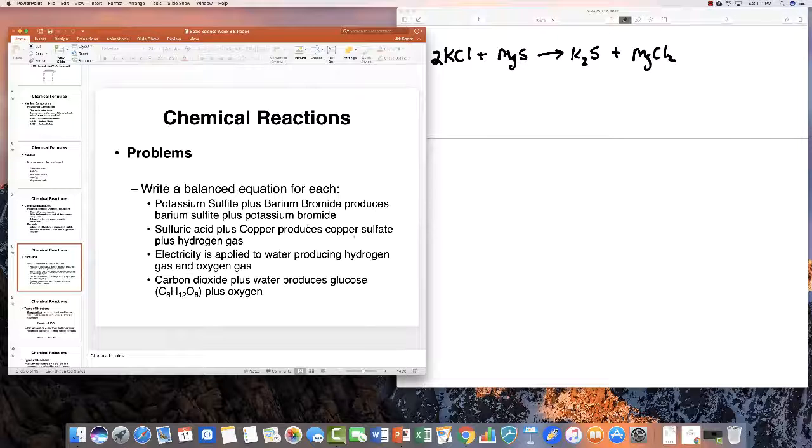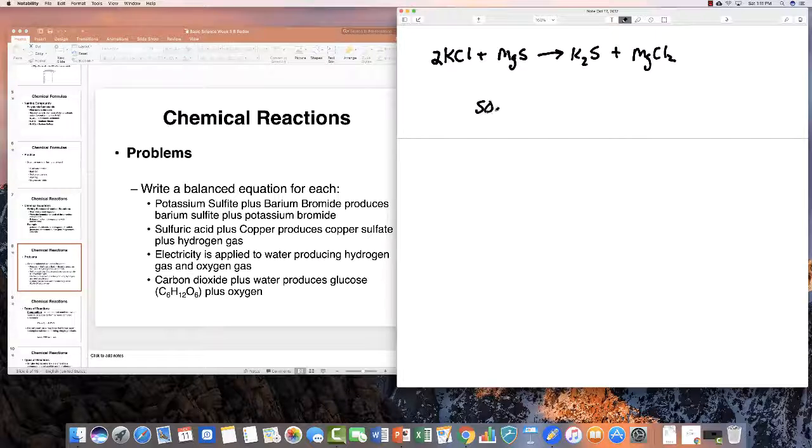Write a balanced equation for each of the following. So potassium sulfite, now we know that the sulfite is the SO3 and it has a -2, so it's going to be K2SO3 plus barium bromide, which is Ba, and it's a +2. Bromine is a -1, so it's going to be subscript 2. These combine to produce barium sulfite. Barium's +2 and sulfite is -2, so it's just like that. You don't really need those parentheses, but I put them in there. And then plus potassium bromide.